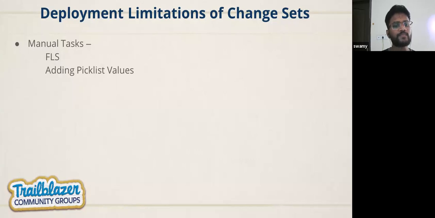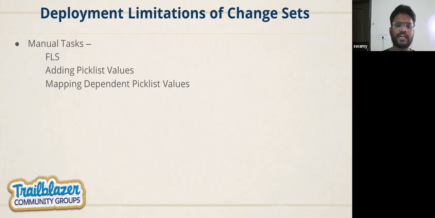Mapping the dependent pick list field value is also a manual task. Suppose I have chosen a pick list, country, and the dependent pick list values for India are Delhi, New Delhi, Hyderabad, and all these things. So dependent pick list values also have to be added manually. I cannot do it through the change set.